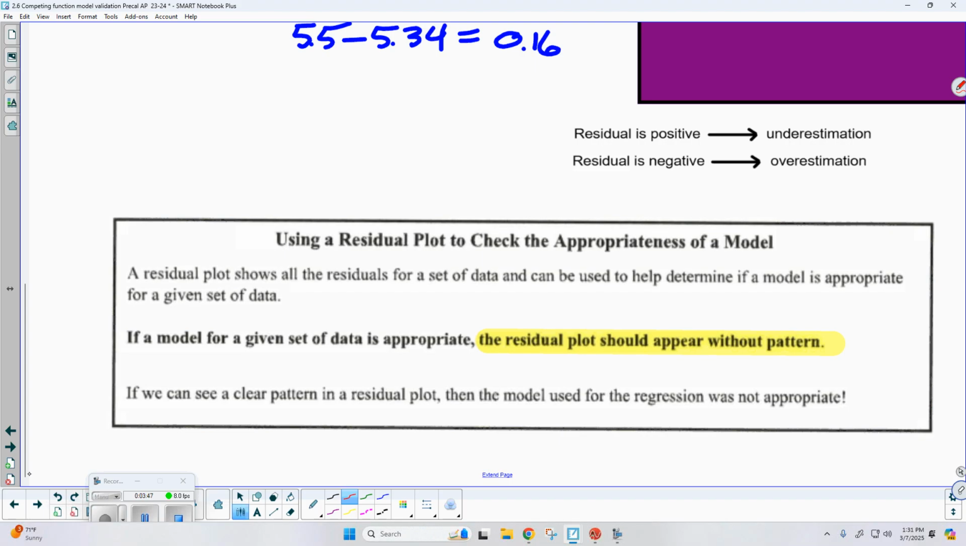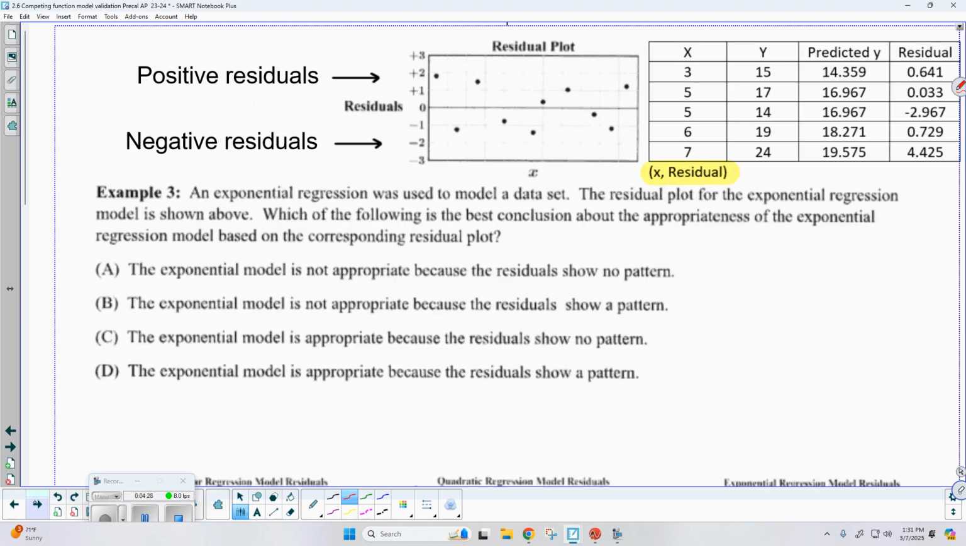Okay. So here's how this works. A residual plot shows all the residuals for a set of data and can be used to help determine if a model is appropriate for that set of data. Now, if a model for a given set of data is appropriate, the residual plot should appear without pattern. And I know that's kind of weird, but in mathematics, we're always trying to identify the pattern so we can establish what's happening. But when it comes to a residual plot, it's actually good for us if there's no pattern. Okay. In fact, if you do see a clear pattern in the residual plot, then that means your regression is not appropriate. You don't want to use that model. Okay, so let's look at an example.